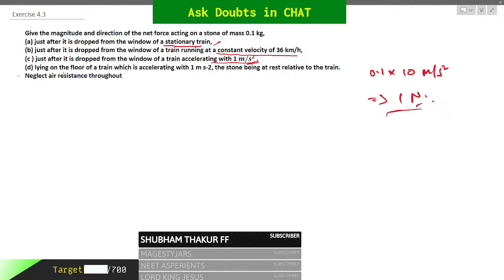And the fourth scenario is lying on the floor of a train which is accelerating at 1 meter per second square. So here the net force would change in this scenario because the stone is stationary on the train. The gravitational force is counterbalanced by the reaction applied by the floor on the stone, and since it is accelerating at 1 meter per second square, the net force would be the mass times this acceleration, or 0.1 Newton. So let's go to the next question.